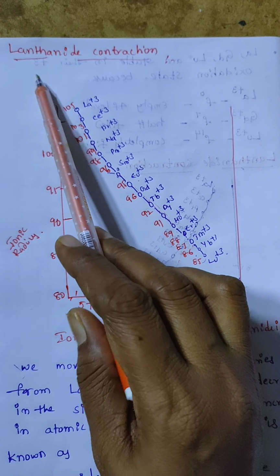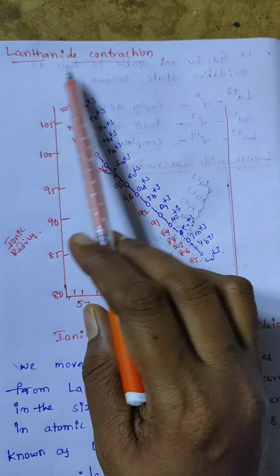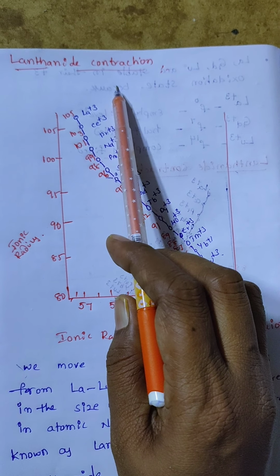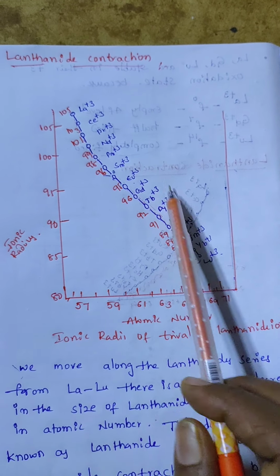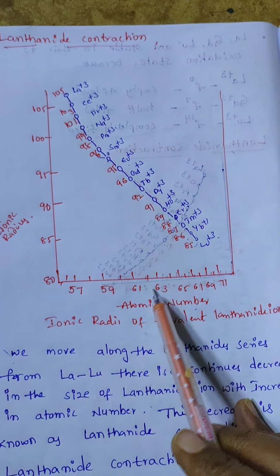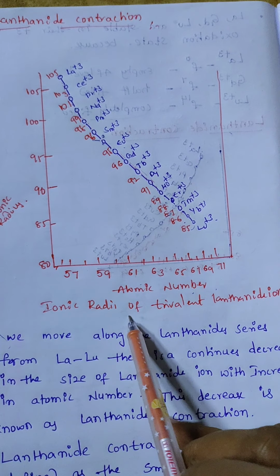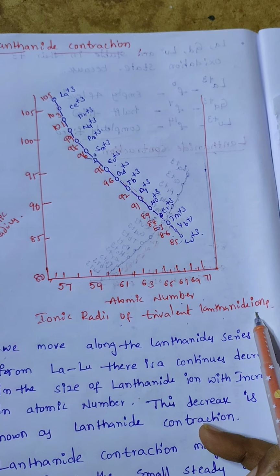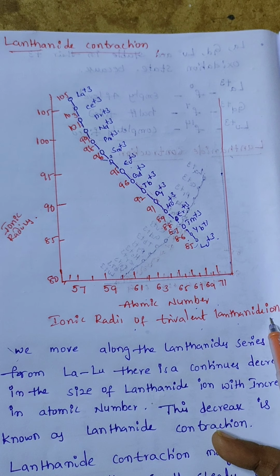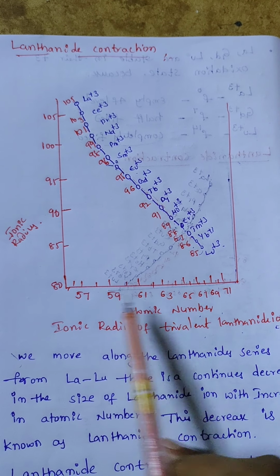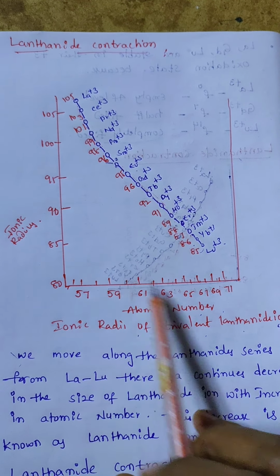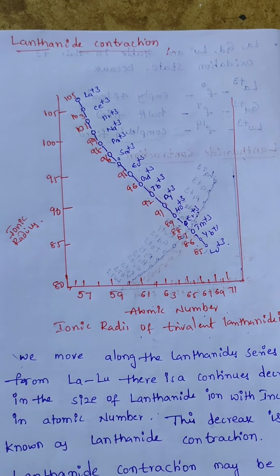Today we are going to study about lanthanide contraction. See this diagram. Here, atomic number and ionic radius. Ionic radius of trivalent lanthanide ions. So before going to this discussion, what is ionic radius?